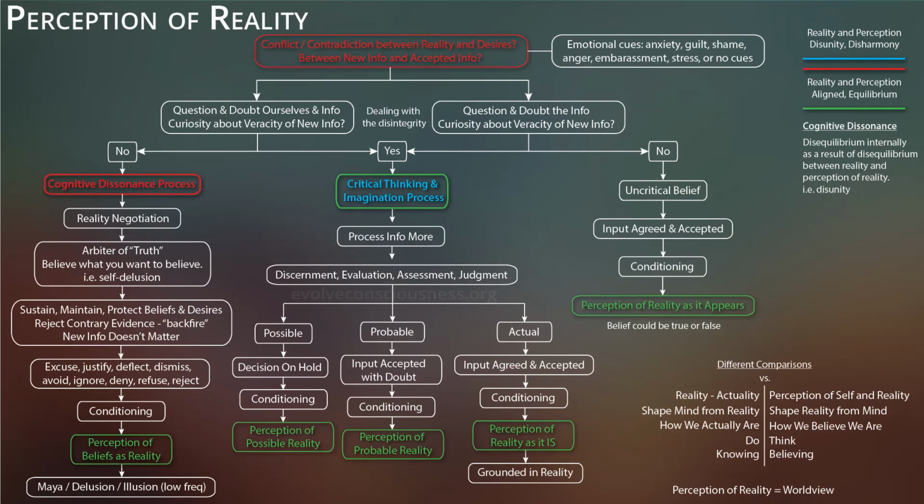The new info doesn't matter to them. They reject contrary evidence. Why do they reject contrary evidence? Again, back to the Infographic 8 and other work I've done on symbols, reality, knowledge, beliefs, and attachment. So why do they reject contrary evidence? Why does the new info not matter? Because they sustain, maintain, protect their beliefs and desires. They are so attached to their belief that the facts, the new info, doesn't matter.